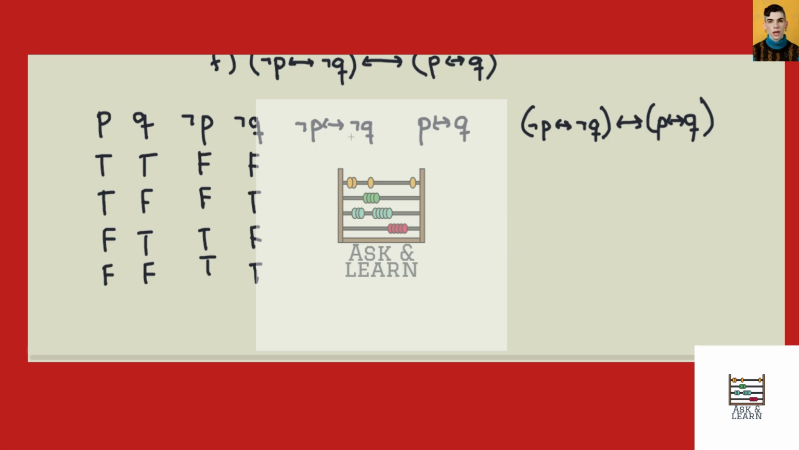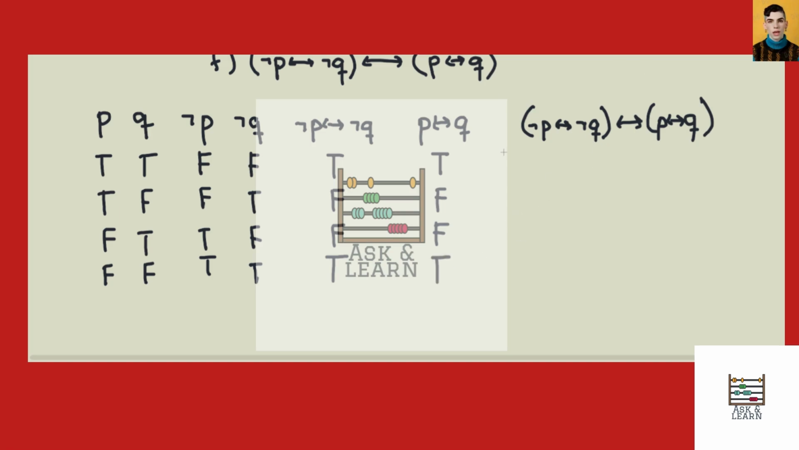So let's look at the negation P and negation Q. So these two columns: false, false, true. False, true is false. True, false is false. True, true is true. Now we're looking at the first two columns in biconditional statements. True, true is true. True, false is false. False, true is false. And false, false is true.